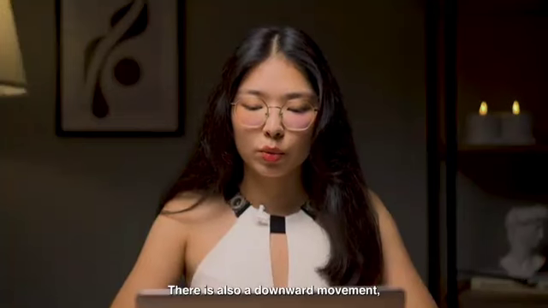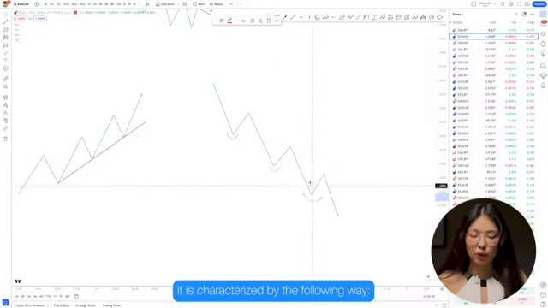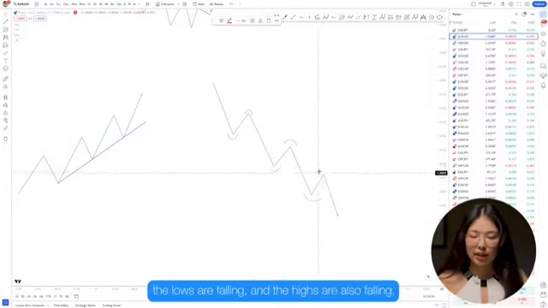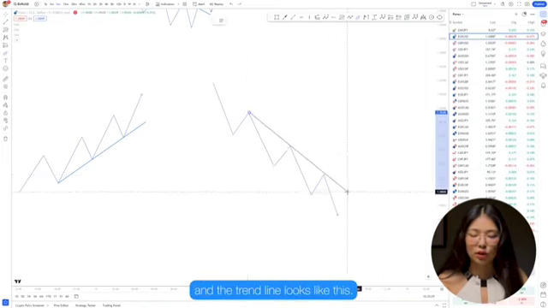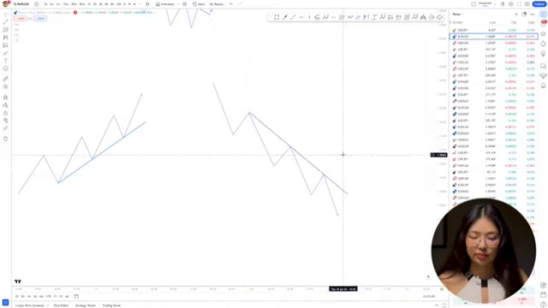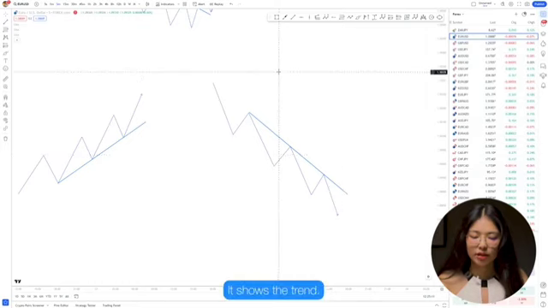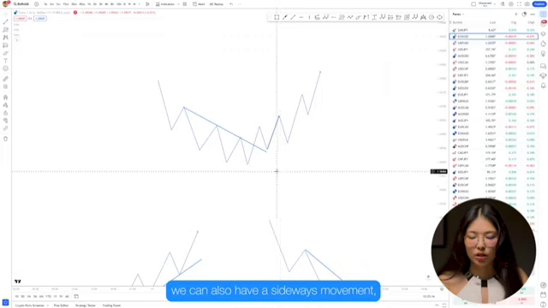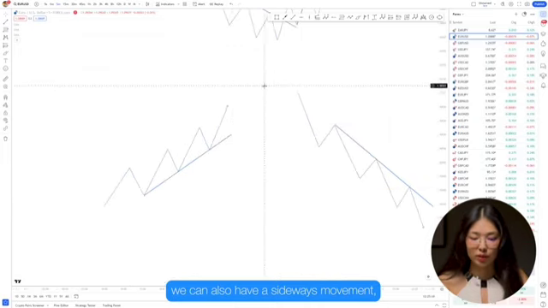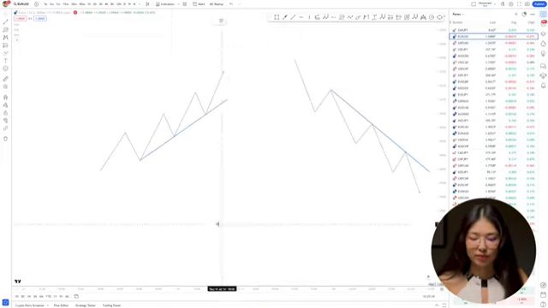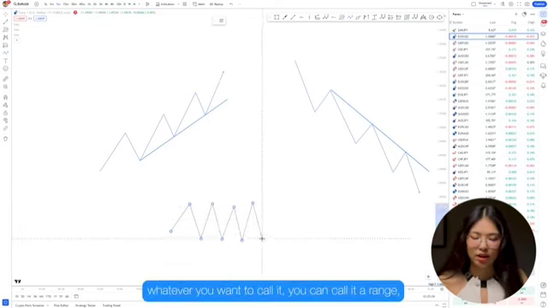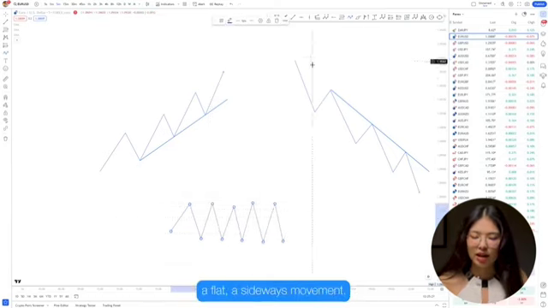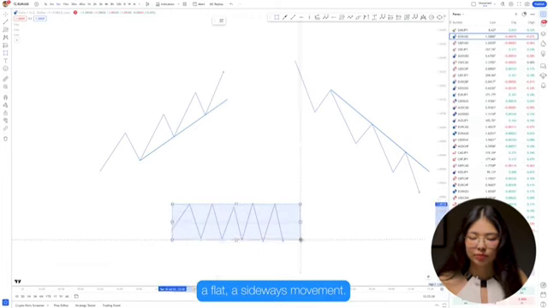There's also a downward movement. It's characterized in the following way: the lows are falling and the highs are also falling, and the trend line looks like this. It shows a trend when the market goes from one stage to another. We can also have a sideways movement or a flat. Whatever you want to call it, you can call it a range, flat, or a sideways movement.